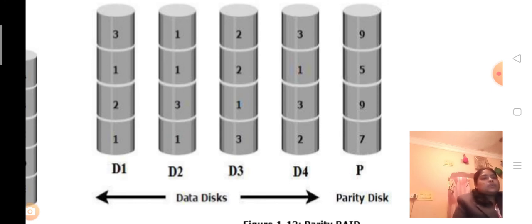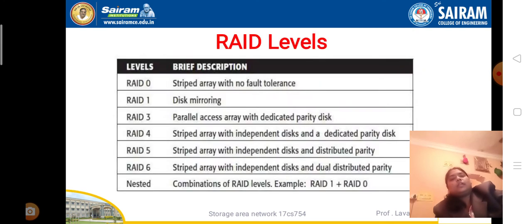So the next one, we will move on to RAID levels. See, these are the RAID levels. We have different types of levels: RAID 0, RAID 1, RAID 3, RAID 4, and nested, then RAID 5 and RAID 6. These are all the different levels of RAID.